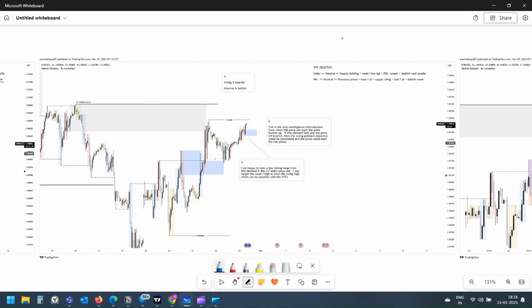So this is the H1 chart. The swing structure is bearish, the internal is bullish.